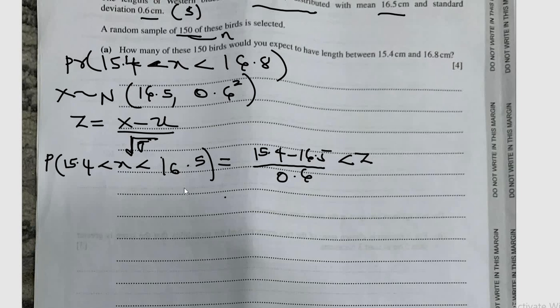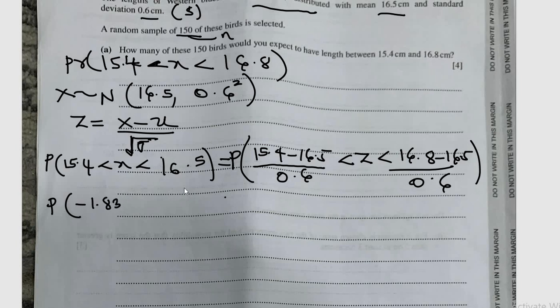Less than z. I've standardized it, less than 16.8 minus 16.5 all over 0.6. At the end of the day, we have probability of, when you do your maths, 15.4 minus 16.5 divided by 0.6 will give us minus 1.833 less than z. The other one, 16.8 minus 16.5 divided by 0.6, gives us 0.5.